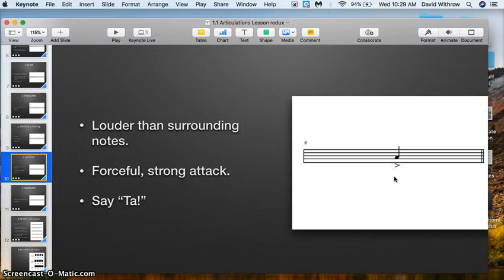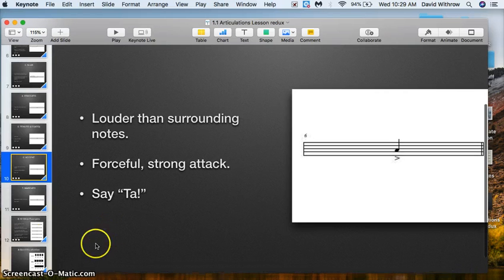Ta, ta, ta, ta. So if I'm a drummer and I have 16th notes with accents at the beginning of each beat, it's going to sound something like this. Ta ta ta ta ta ta ta ta ta ta ta ta ta ta. You can really hear those beats pop out with the accent on it.